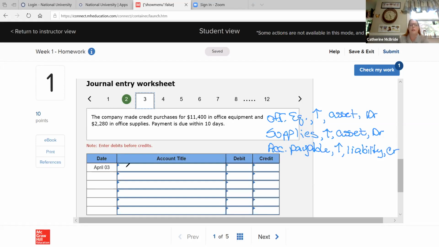So we're going to debit, I'll just do it this way, office equipment for $11,400. We're going to debit supplies for $2,280, and we're going to credit accounts payable. Oopsie, got ahead of myself there. We're going to credit accounts payable for $2,280 plus $11,400 for $13,680. And there's our journal entry.